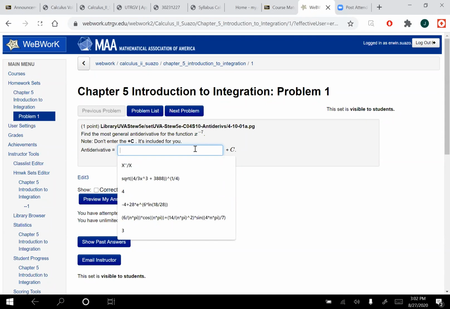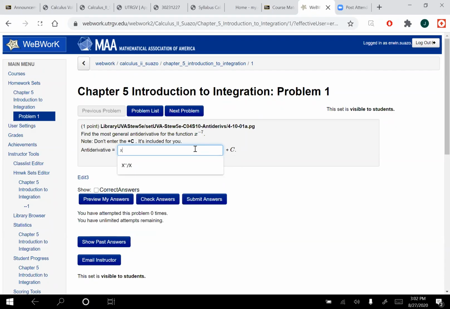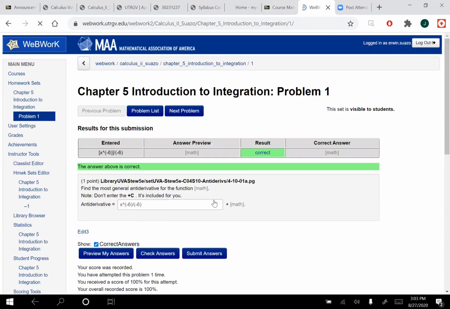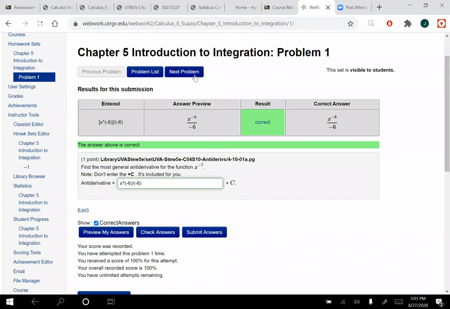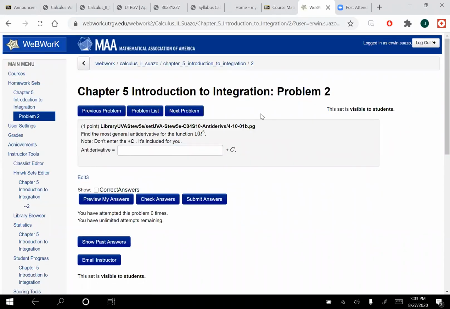It's x to the negative 6 over x to the negative 6, divided by negative 6. So look at how I'm writing, just for people wondering, so you can check answers, submit. That's good, right? So you see? That's fast. Next one, 10 t to the 6.